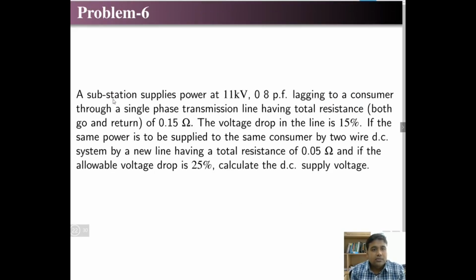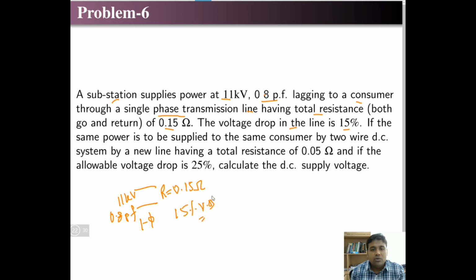In problem number 6, you have a substation that is supplying power at 11 kV with 0.8 power factor lagging to a consumer through a single phase transmission line, having a total resistance of 0.15 ohms. So you have a single phase transmission system. The total resistance is 0.15 ohms, at 11 kV with 0.8 power factor lagging. The voltage drop in the line is 15%. So here you have a 15% voltage drop.